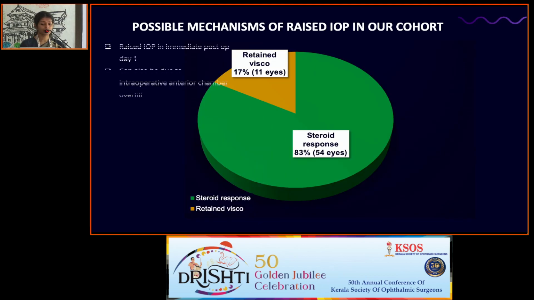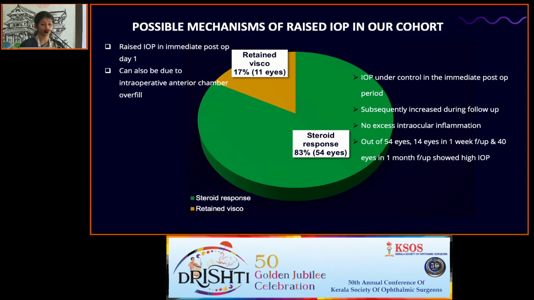The possible mechanisms of raised IOP in our cohort was, one is retained visco in 17% of eyes, which is 11 eyes. They had raised IOP in the immediate post-op period, and this can also be due to intraoperative anterior chamber overfill. And other group, that is 54 eyes, that is 83% of the eyes had steroid response.